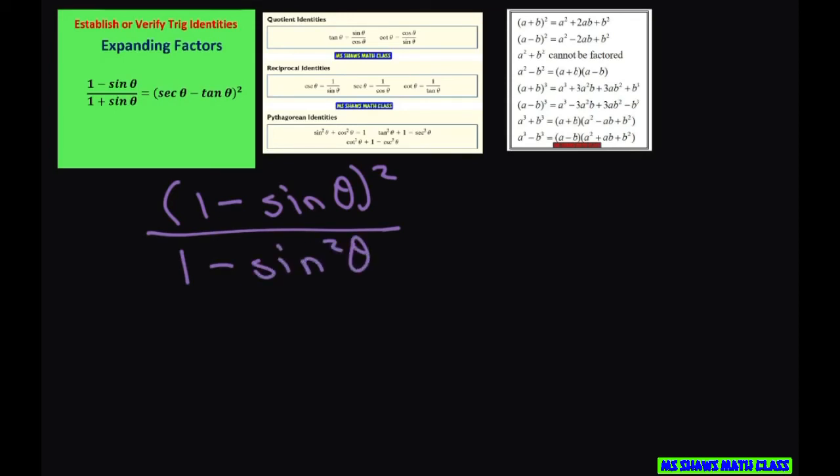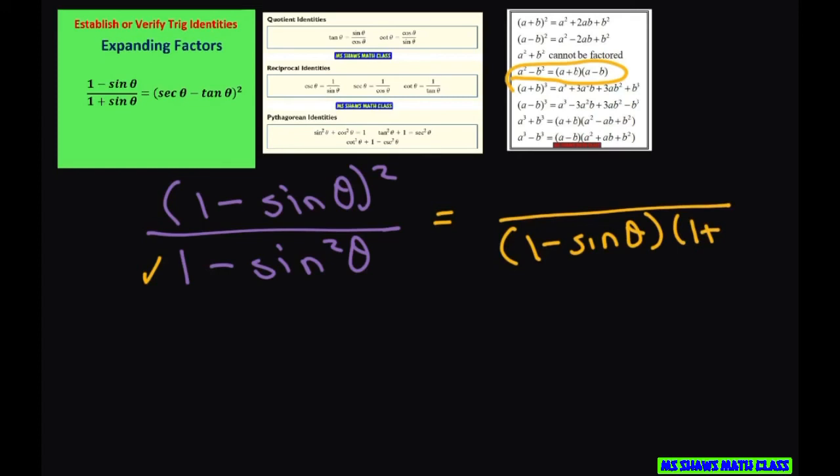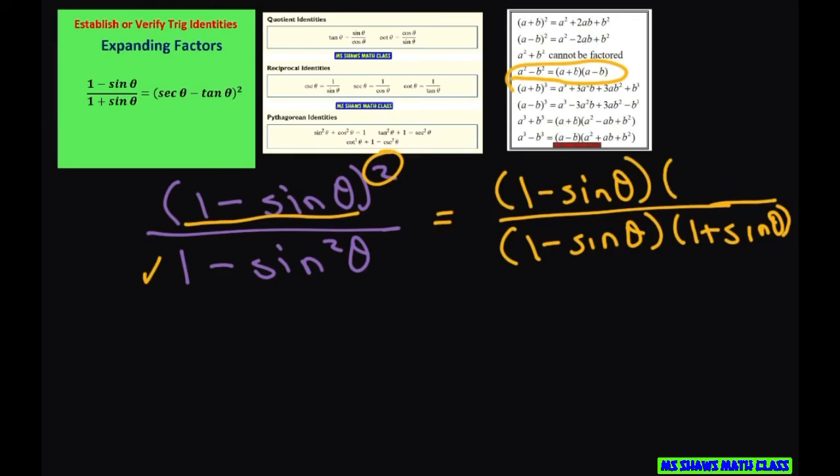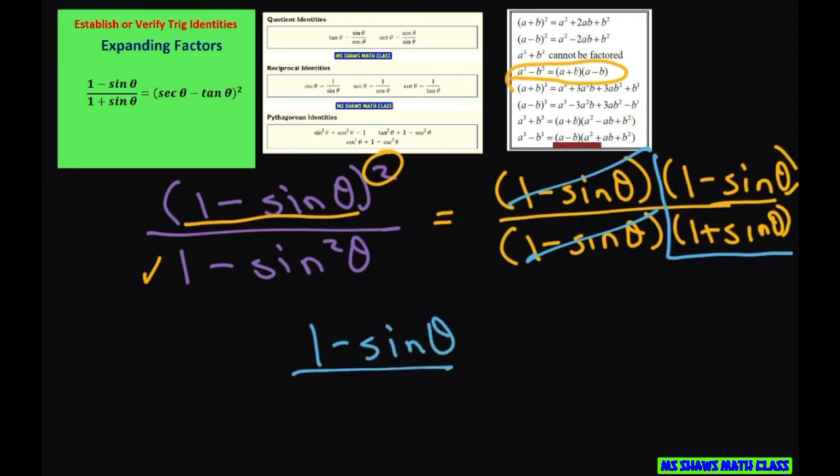This is your difference of squares for the denominator. So I can write that as 1 minus sine times 1 plus sine of theta. This 2 means I can expand this and just write this twice: 1 minus sine theta times 1 minus sine of theta. All right, so these cancel, and we have our desired result. We have 1 minus sine of theta divided by 1 plus sine of theta.